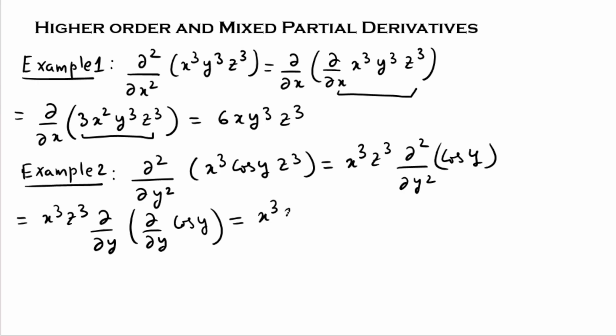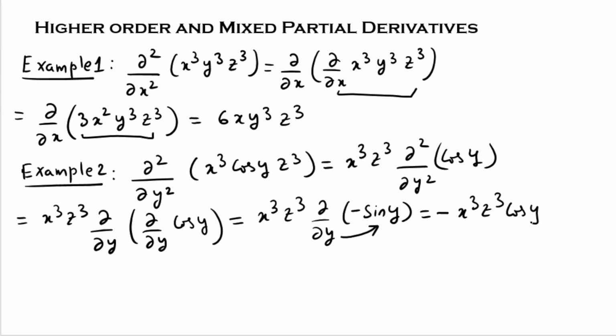X³z³ ∂/∂y. Derivative of cos y is minus sin y. And derivative of sin y is cos y. So therefore, the answer becomes minus x³z³ cos y.